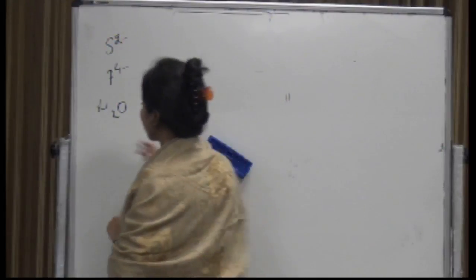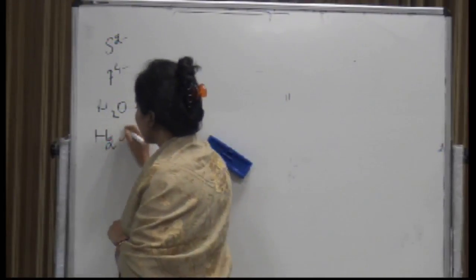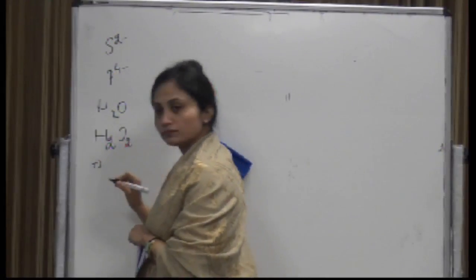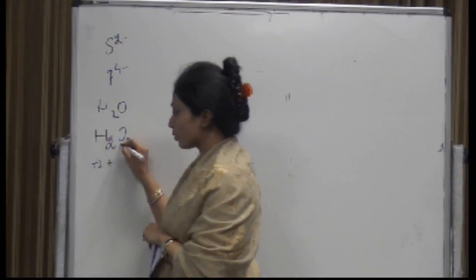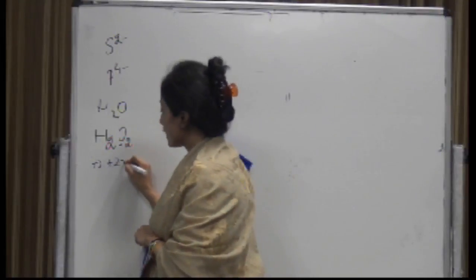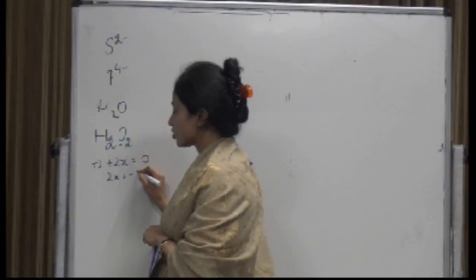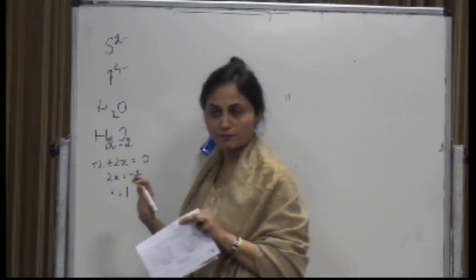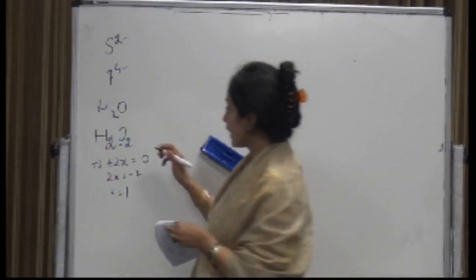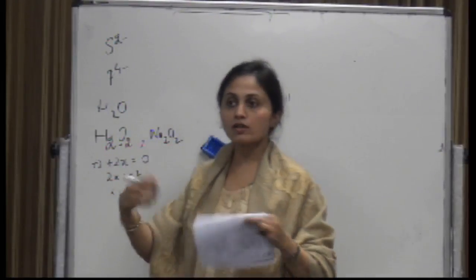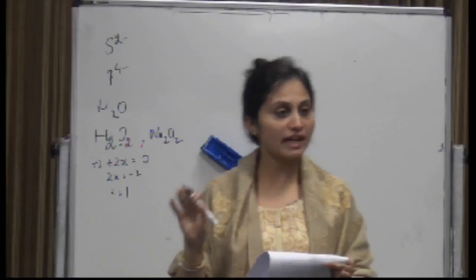But when you talk about H2O2, take H to be +1 and calculate: it will be +2 plus 2x, x मानोगे oxygen को, is equal to 0. So 2x will be equal to −2 and x will be equal to −1. So in peroxides like H2O2, the moment you see the peroxide, you don't even have to think. Oxygen will have an oxidation state of −1.